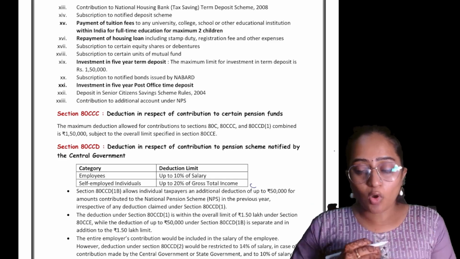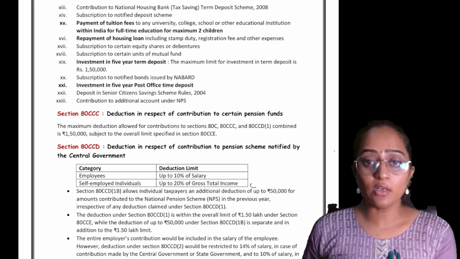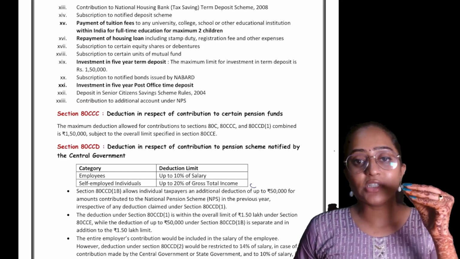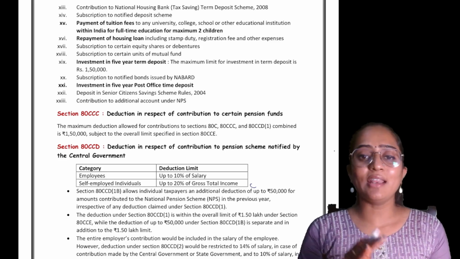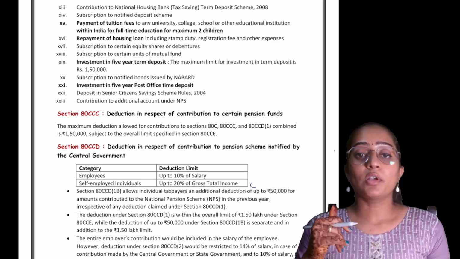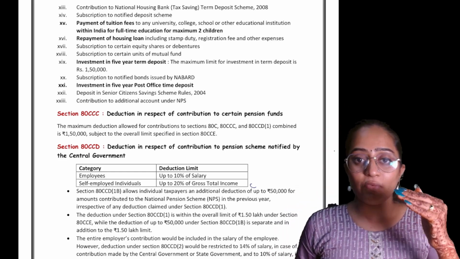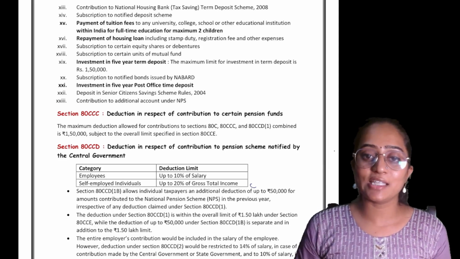Now, when it comes to contribution which is being made, the contribution can be made by the employer and the contribution can be made by the employee also. When the contribution is made by the employee, then you will get the deduction under 80CCD(1). If the contribution is made by the employer, you will get the deduction, but first it should be added as your income and then you will take deduction under section 80CCD(2).